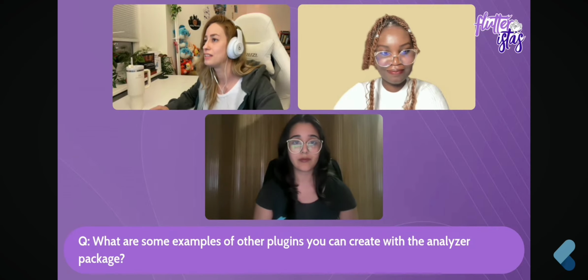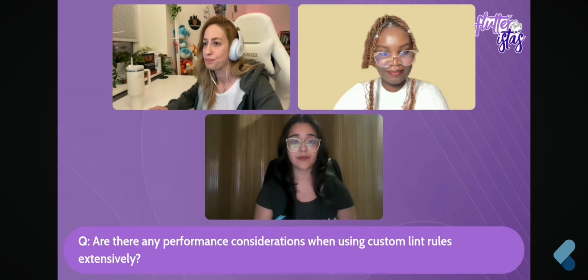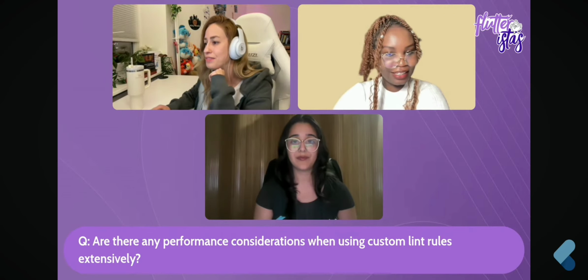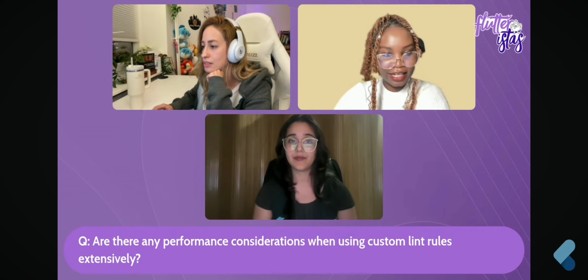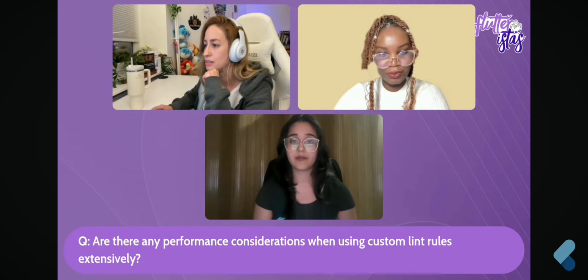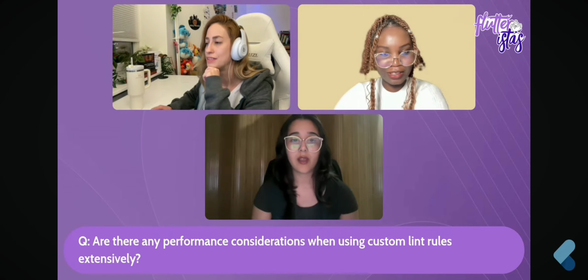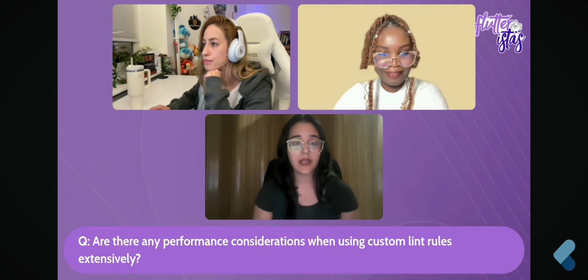Meantime, I'm gonna pull the third question. Maureen, maybe you can guide us in that while I'm checking the comments for her. Yeah, sure. So the next question is, are there any performance considerations when using custom lint rules extensively? What are your thoughts on that?